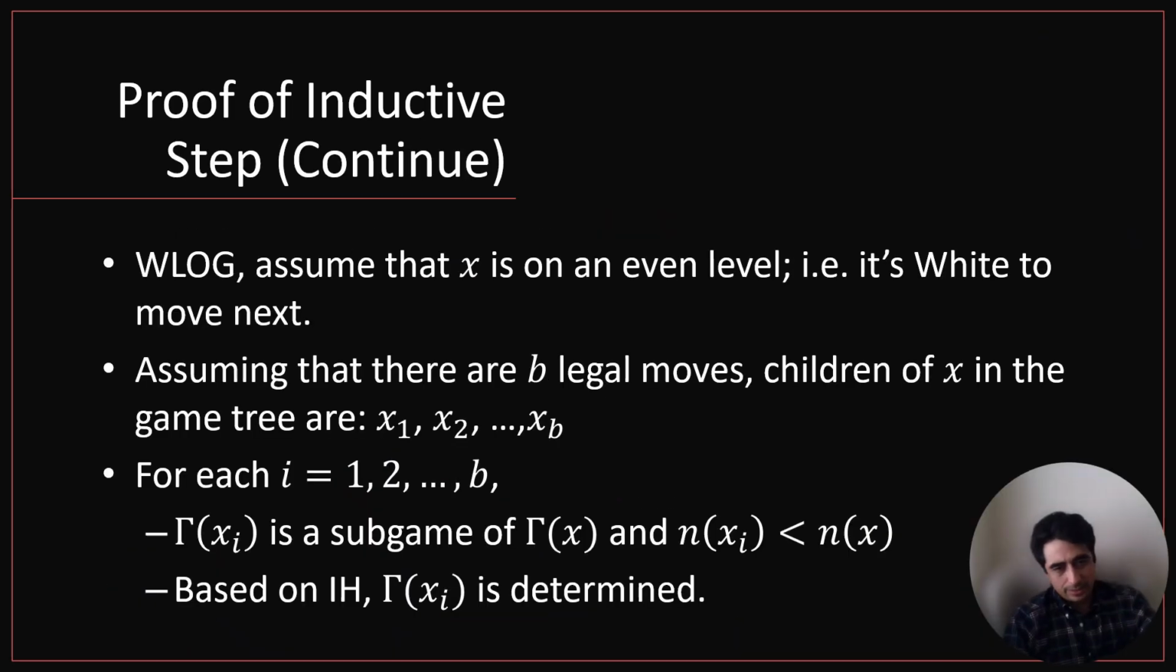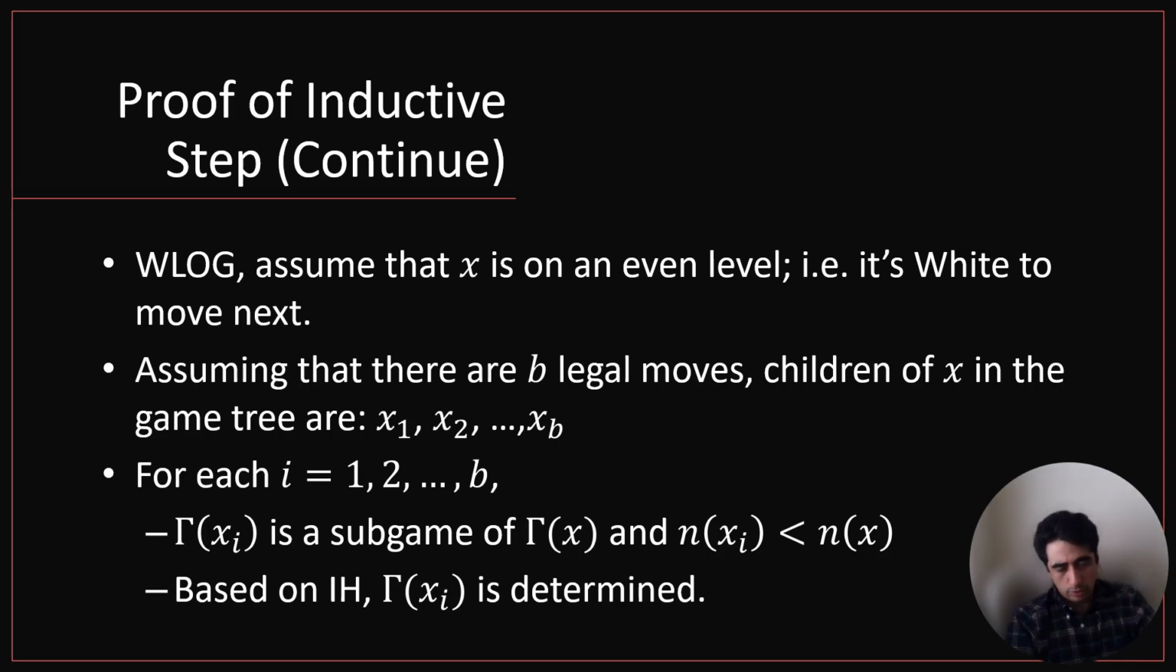For the sake of simplicity and without loss of generality, I'm going to assume that we are on an even level. X is on the even level, and that means it's white to move next. Even level means, if the root is at level 0, level 1 would be the children of the root, and then level 2 would be the grandchildren of the root. And because we are having alternating moves, when you're on an even level, it's white's turn to move. And if you are on an odd level, it's black's turn to move.